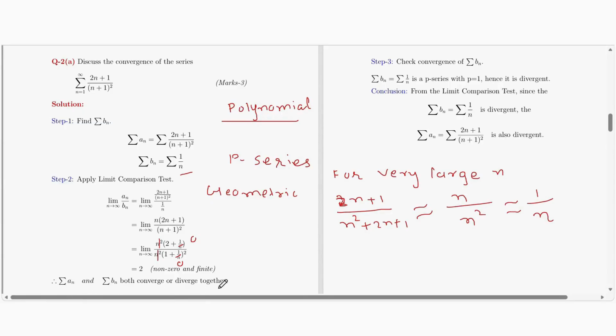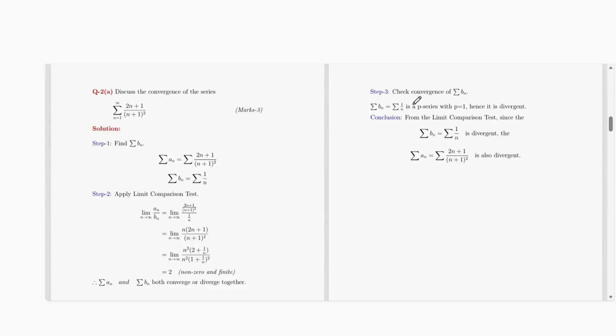Okay, so that's why next, check the convergence of the series bn. So now what is the series bn? Series bn is series 1 upon n. Okay. Now this series is what? A P series. What is the form of the P series? Series 1 upon n raised to p. Okay. So this is the P series. Now compare with p. Okay. So here what is p?